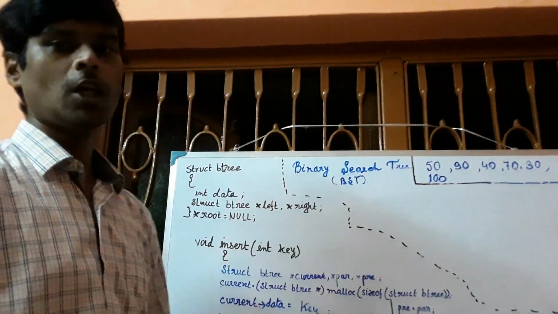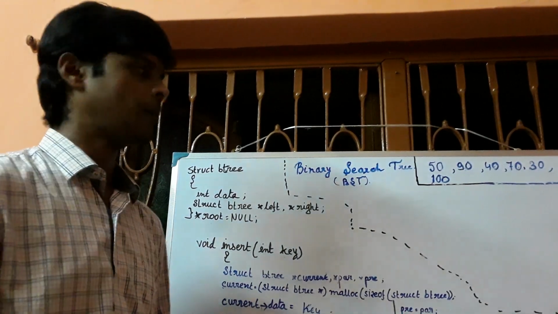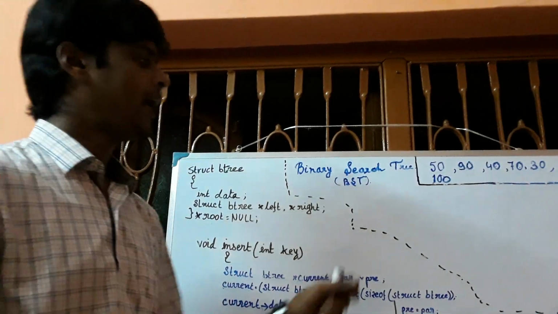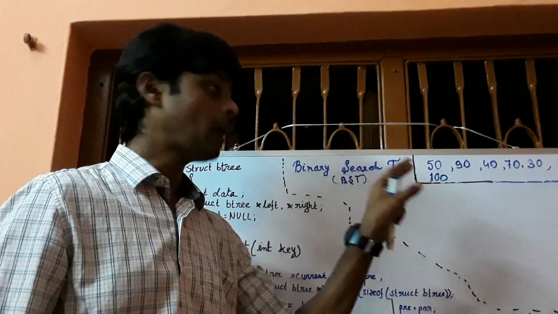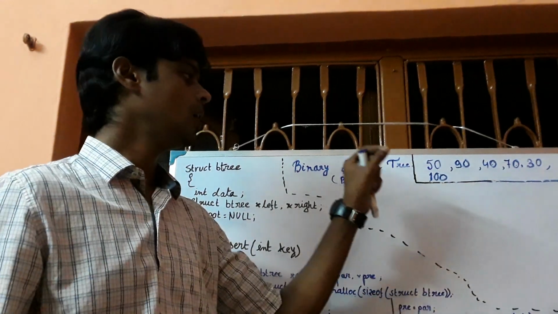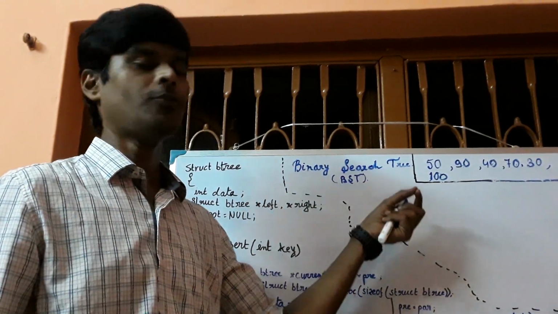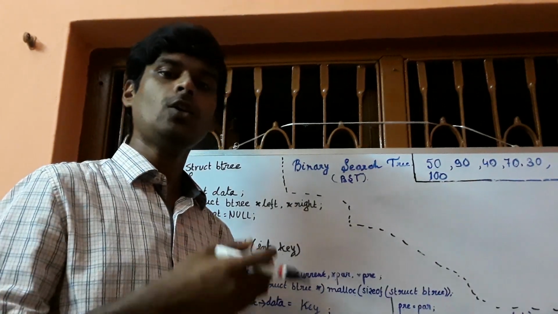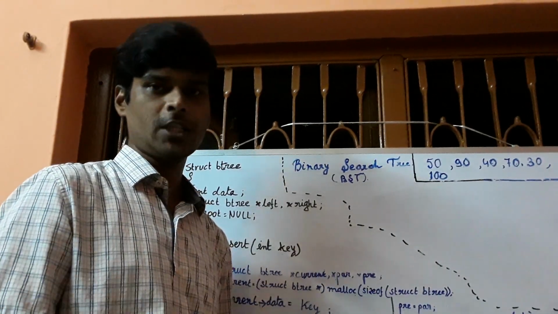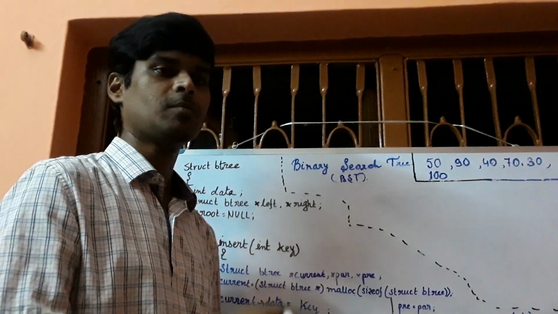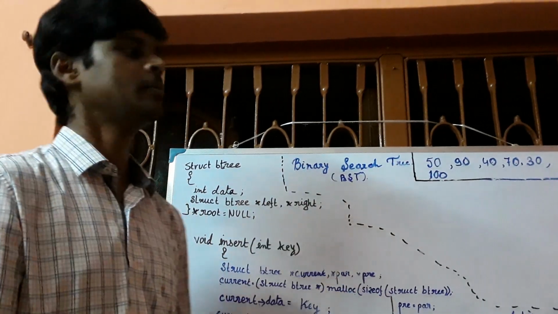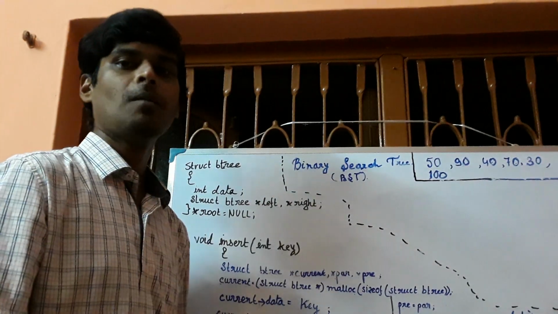A binary search tree is a generalized version of a binary tree, and each node can have a maximum of two children. It can have zero children also. If it does not have any child, the node itself will become a binary search tree. If the node does not have any child, that means this is the first node and this is the last node. That means that will be a binary search tree.